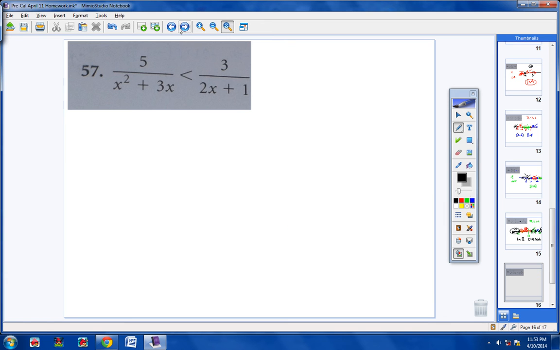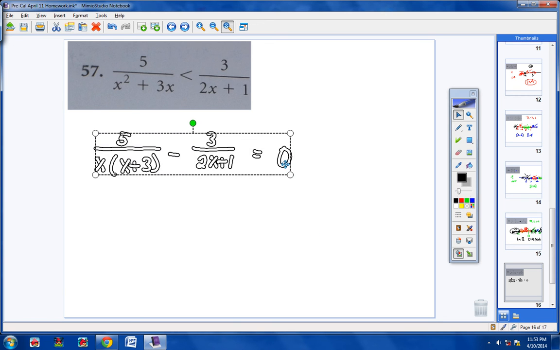Okay, moving on now to number 57. Number 57. Well, I'm going to go ahead and factor this denominator and pull out x. I'm left with x plus 3, and then bring this fraction over, make it a negative fraction. -3 over 2x plus 1 equals 0. Now I'm going to slide this over and get a little room here.